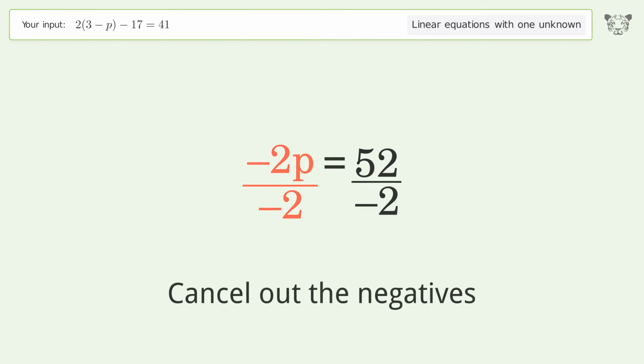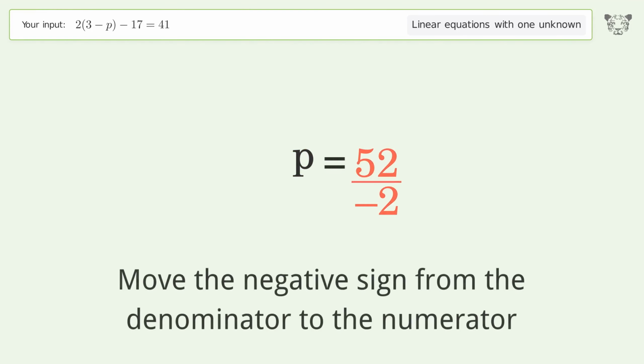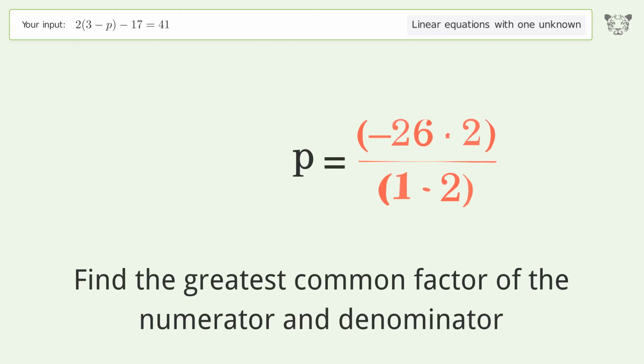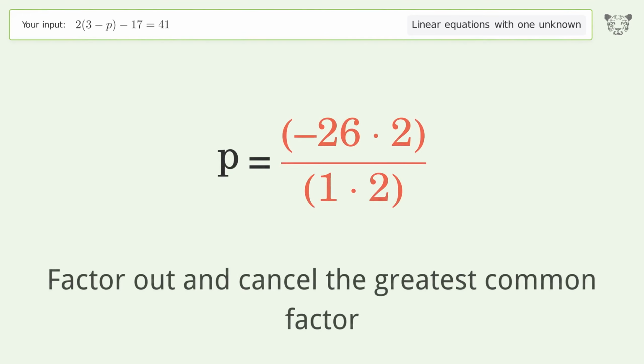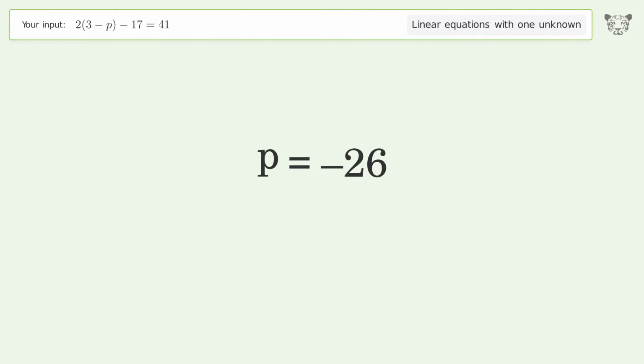Cancel out the negatives. Simplify the fraction. Move the negative sign from the denominator to the numerator. Find the greatest common factor of the numerator and denominator. Factor out and cancel the greatest common factor. And so the final result is p equals -26.